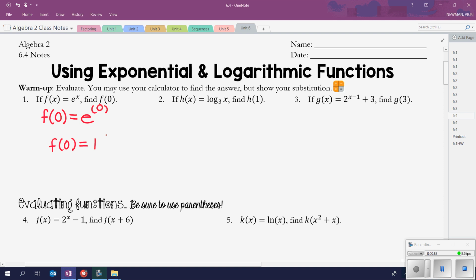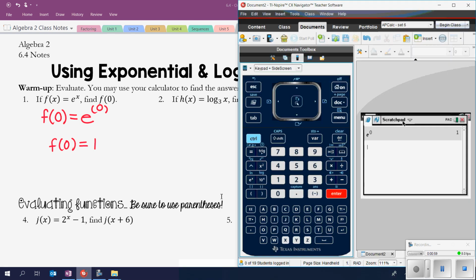Anything to the 0 is 1. Any exponent to the 0, or any base to the 0, is 1. So if you did 7 to the 0, 9 to the 0, negative 42 to the 0, except you have to type it in correctly, otherwise it's going to tell you negative 1 because of the negative. So anything to the 0 power is 1.